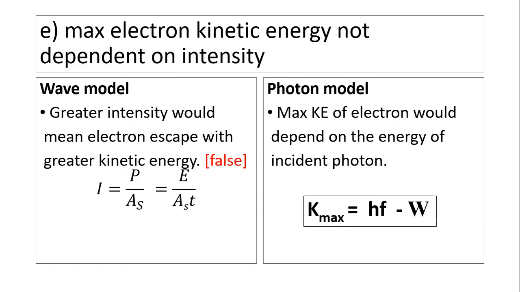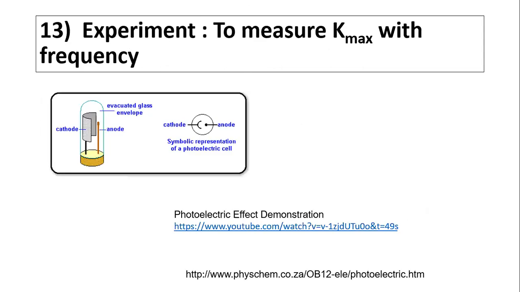So what did you put there, false? Say again. No, you put there false. What is that for? The wave model cannot explain this fact. So that's why I put false. The wave model is saying you can still increase the intensity, you give more energy, so the kinetic energy should be greater and greater, which is not true. There's a maximum kinetic energy. Okay.